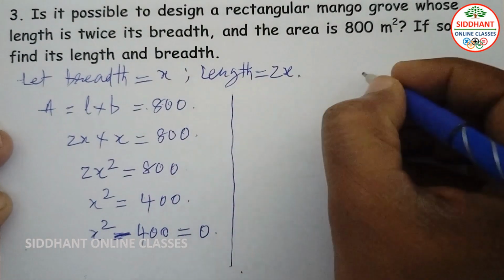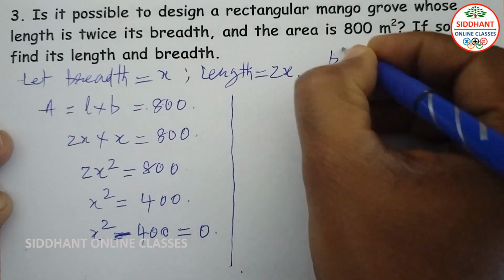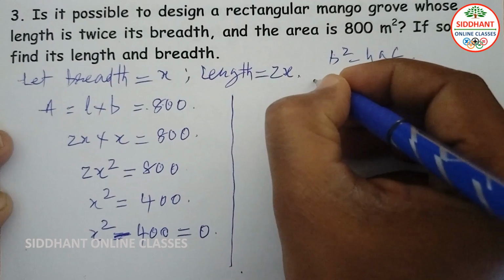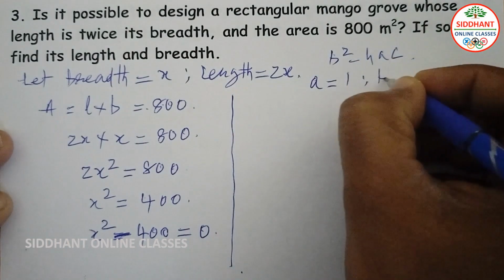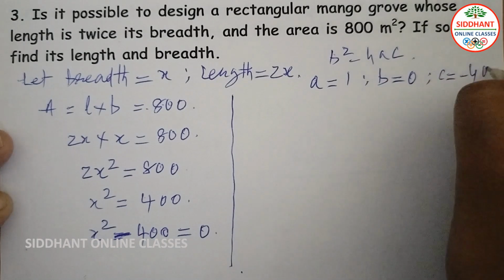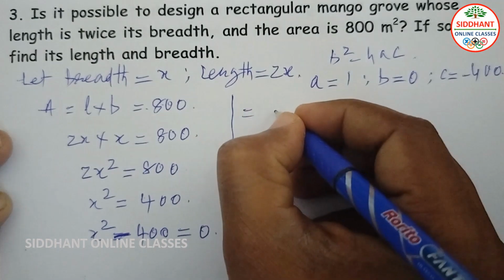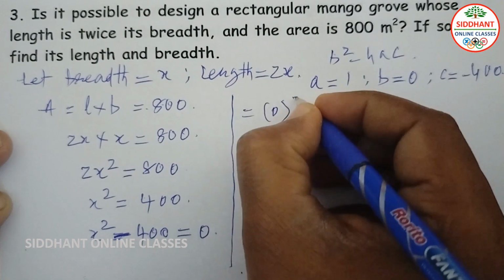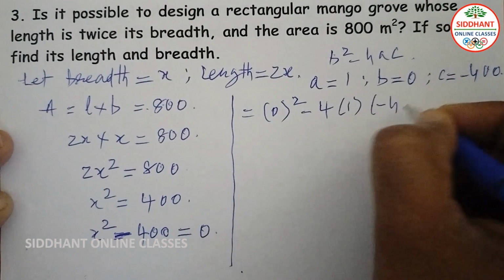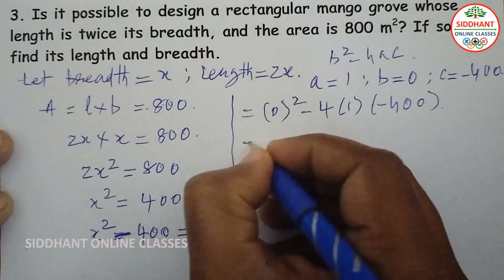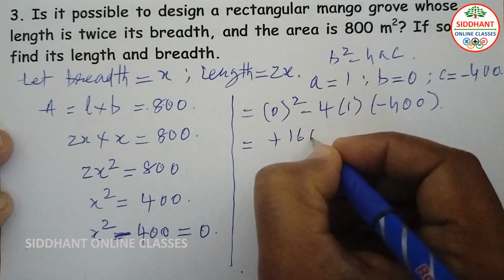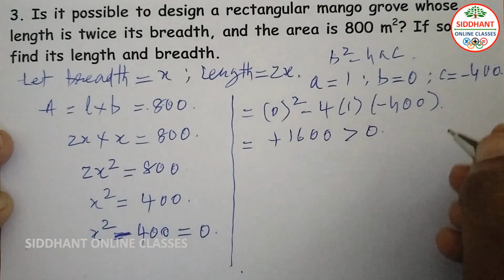So here we are going to see the discriminant b square minus 4ac and finding the roots here. So here a equal to 1, b equal to 0, c equal to minus 400. So when you are going to see b square, which is 0, minus 4 into 1 into minus 400, so that will be plus 1600, which is greater than 0.